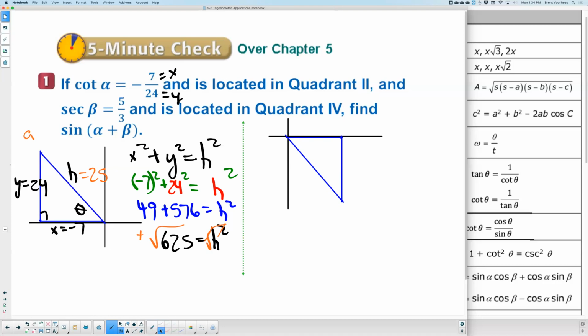They describe to us side lengths for this triangle, saying secant is 5/3. Sine is y, cosine is x, tangent is y over x. Secant would then be h divided by x. Good. This is triangle B. Do not forget that B there. So it would be h is 5 and x is 3. We could do Pythagorean.